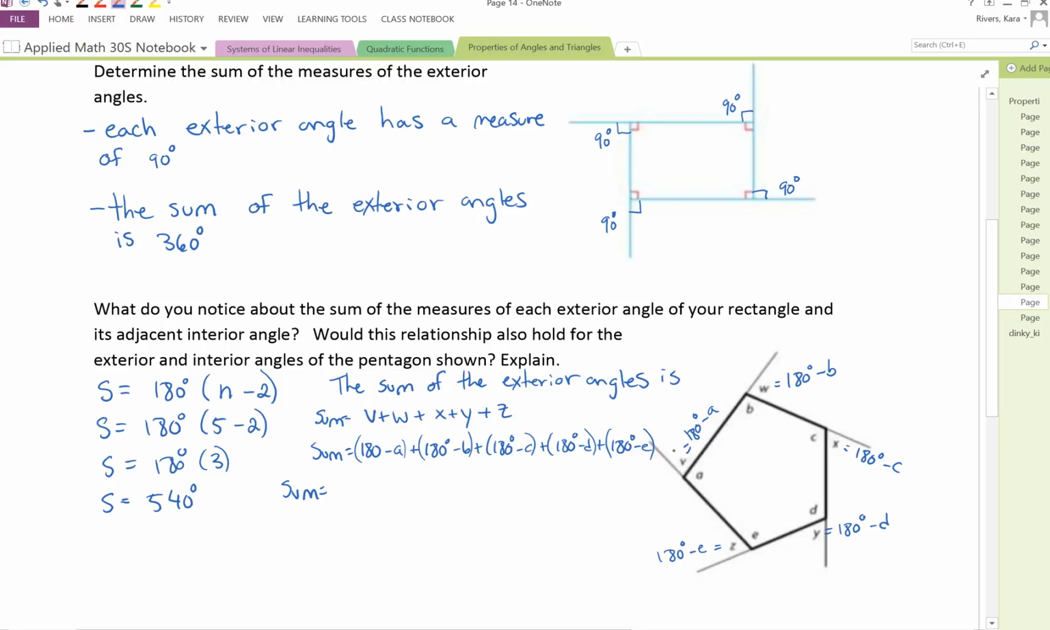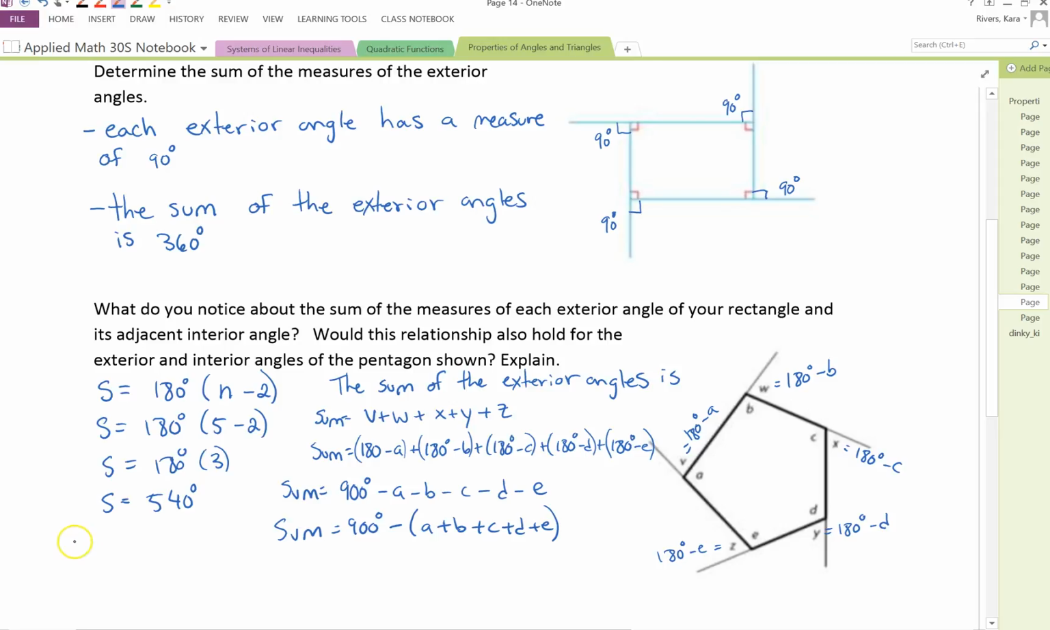So if I add up all the 180s, 1, 2, 3, 4, 5 times 180, that would be 900 degrees, minus A, minus B, minus C, minus D, minus E. So simplified, let's take the negative out. Sum would be 900 degrees minus A plus B plus C plus D plus E.